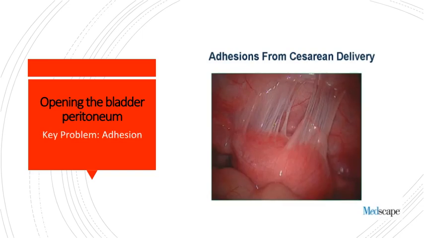Scarring from previous cesarean sections is a common issue that can complicate subsequent surgeries. Adhesions from prior procedures can obscure normal tissue planes, making it challenging to open the bladder peritoneum safely. In general, by being aware that adhesions are likely to be present and employing careful surgical techniques, we can minimize risks and improve outcomes for our patients.